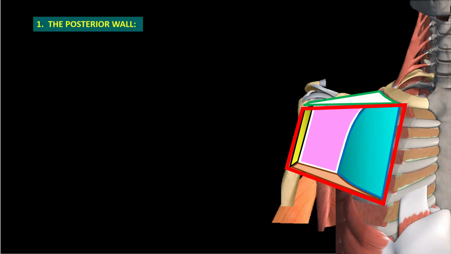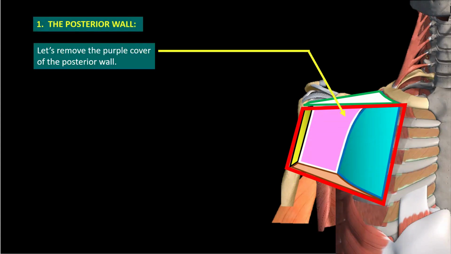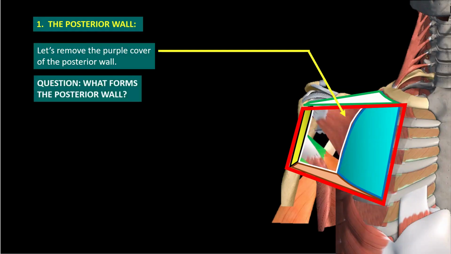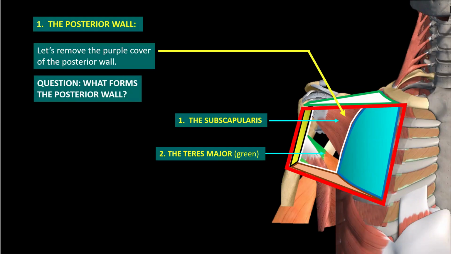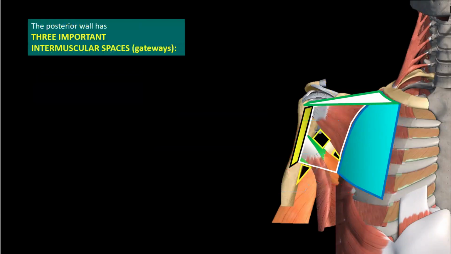Let's study the posterior wall. Let's remove the purple cover of the posterior wall. Question: what forms the posterior wall? 1. The subscapularis. 2. The teres major. 3. The latissimus dorsi. The posterior wall has 3 important intermuscular spaces or gateways.